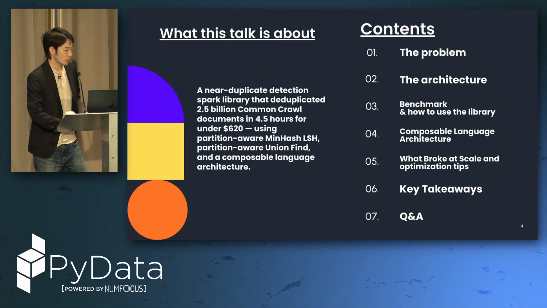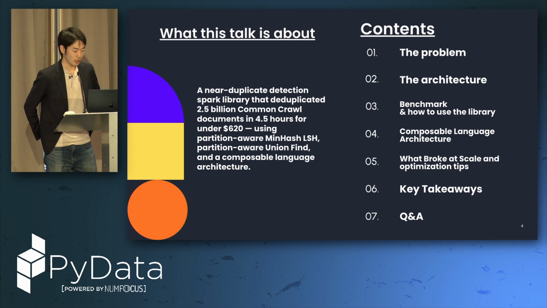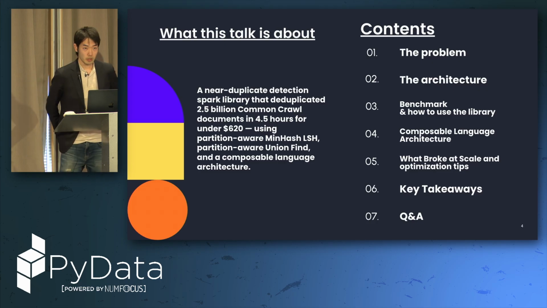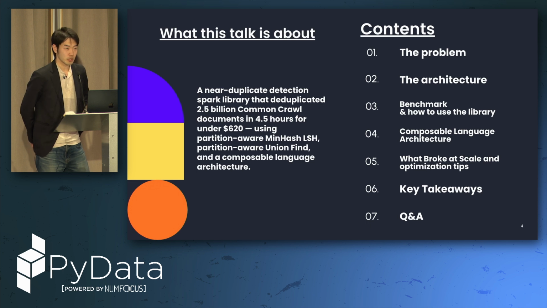So what this talk is about: it's about a near duplicate detection Spark library, with benchmark results showing that 2.5 billion Common Crawl documents were deduplicated in 4.5 hours under an AWS cost of $620. The techniques used are called partition-aware MinHash LSH and partition-aware union find, and I'm also going to explain the design of a composable language architecture.